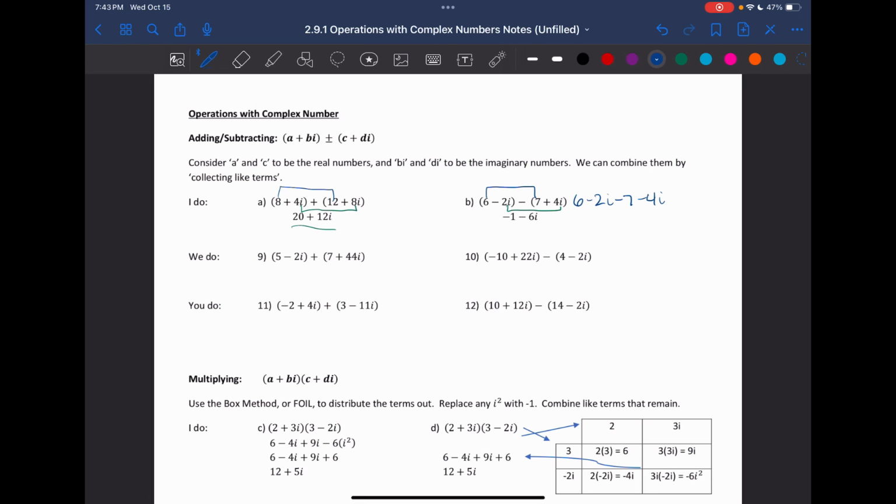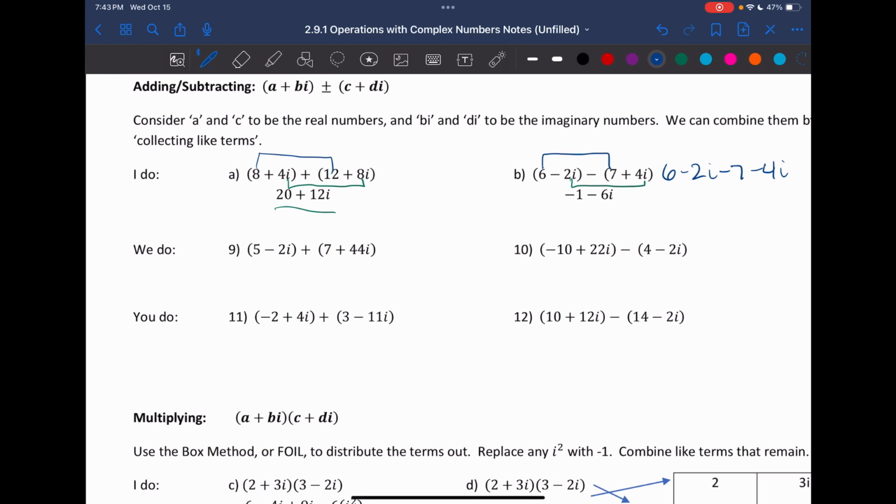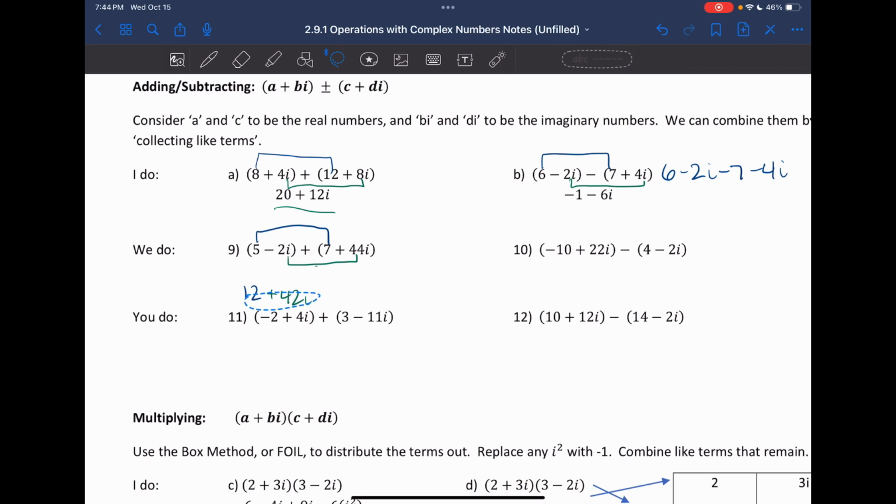So let's go ahead and look at number 9. Number 9, we're going to add. So all we're going to do is do 5 plus 7, which is 12. And then go ahead and do negative 2 plus 44, which is 42i. Move that down. Here we go.